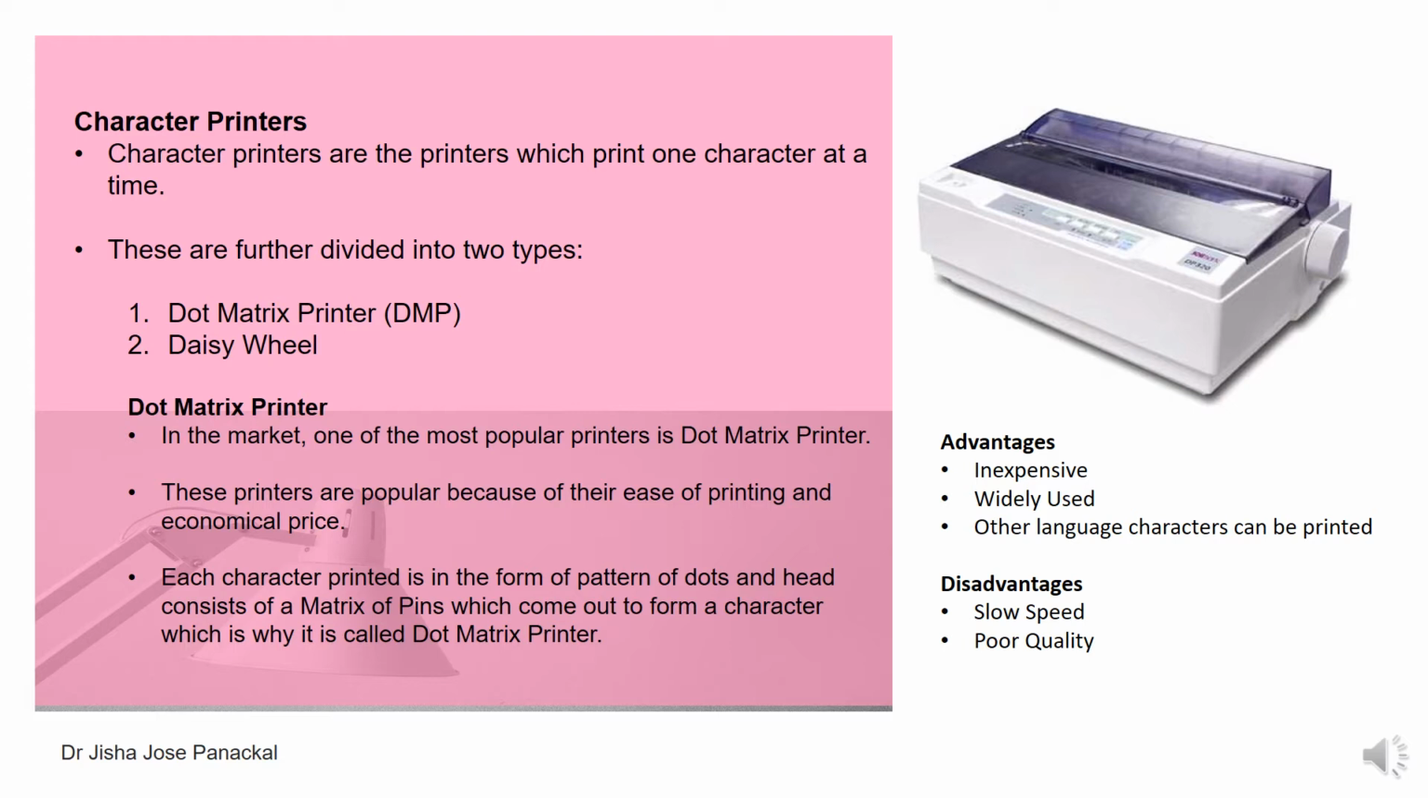Each character printed is in the form of a pattern of dots, and the head consists of a matrix of pins which come out to form a character, which is why it is called dot matrix printer. In older days, we were using this type of printer even in our labs, but now everything is replaced by the modern printers like laser and inkjet printers, but still the use of dot matrix printers is common.